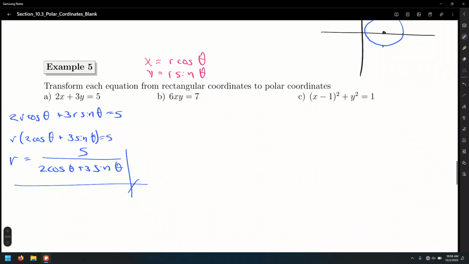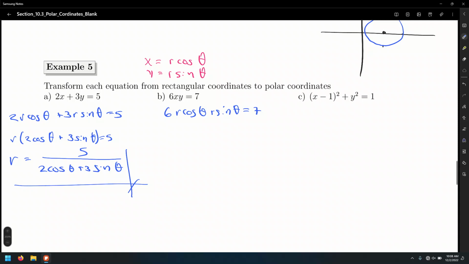The next equation, 6xy equals 7. This one is going to be a special case because of the way this equation looks. Essentially, that's a 6xy. Again, x gets replaced with r cosine theta, and y gets replaced with r sine theta, equals 7. And that's all we do. So how is this going to be different from the other one?